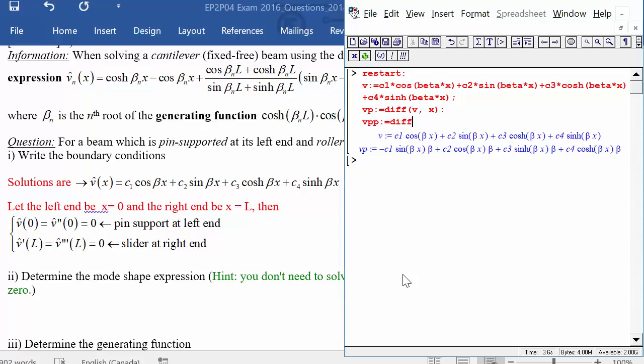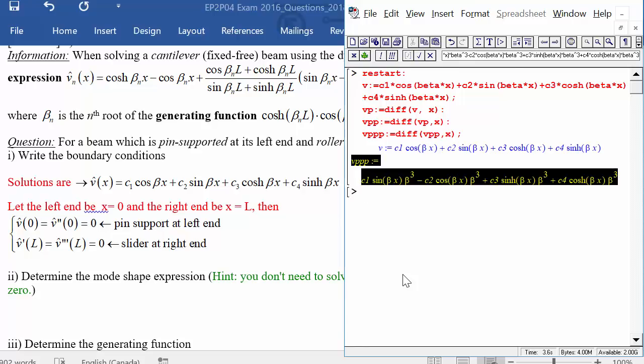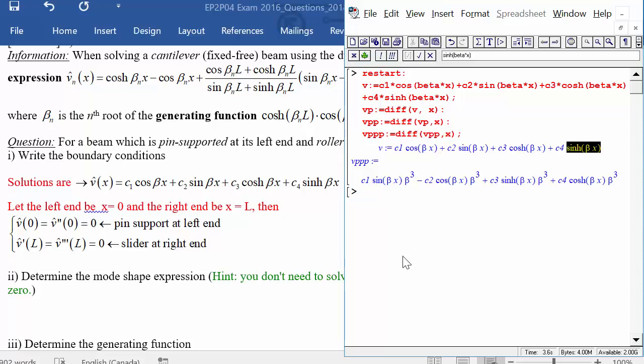V double prime is diff of V prime with respect to x. V triple prime is equal to the diff of V double prime with respect to x. Let's have a look at that one, see how it's doing. Okay, so no big deal. It's just inserting negatives and positives accordingly. So 3 derivatives of a cosine of beta x is going to be a beta cubed times a positive sine of beta x times c1.